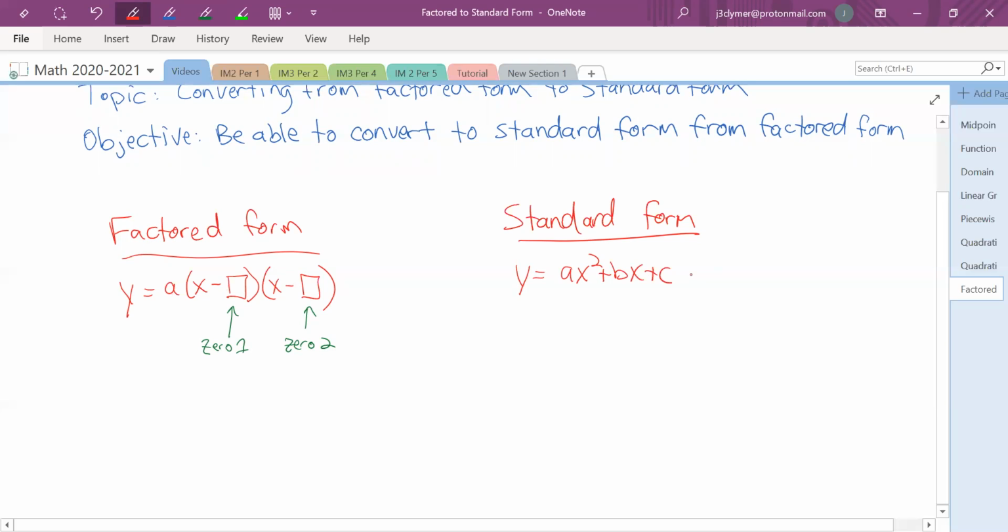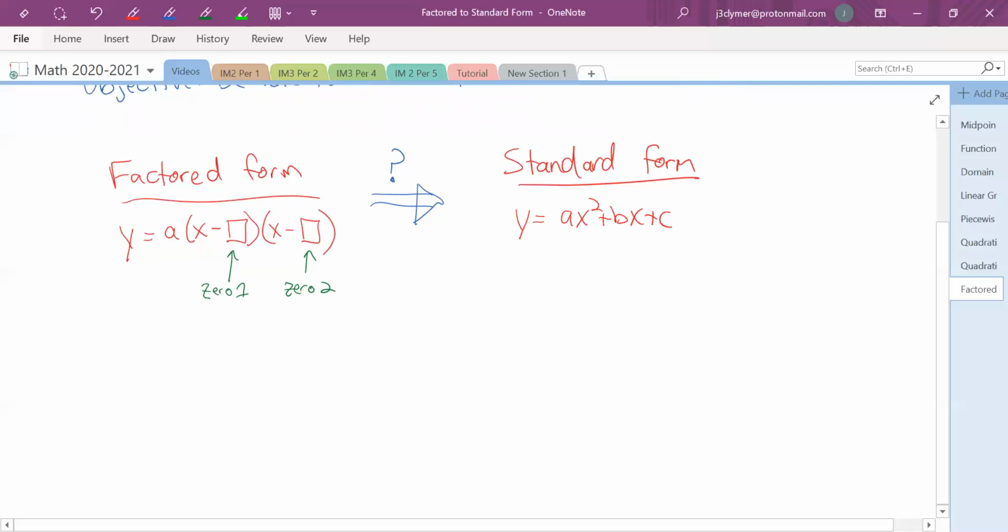So the question is, how do we get from factored form to standard form? That's what we're trying to figure out. All right, and the answer is we multiply. That's how you get from factored form to standard form. So let's look at an example here.